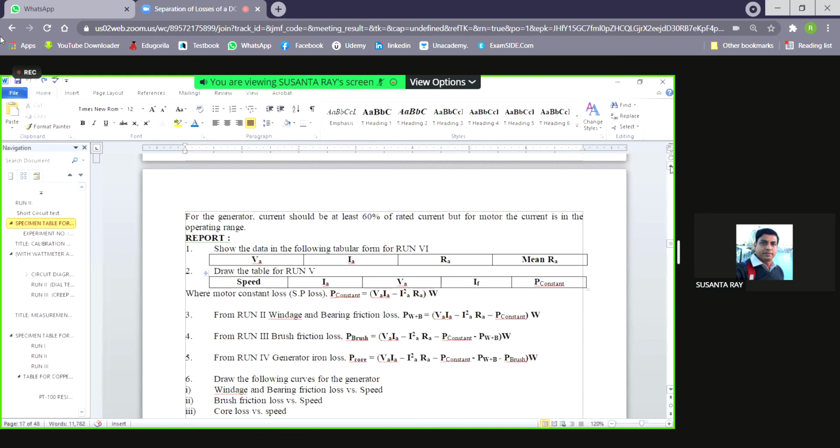First you will show all the tables. After showing the tables, you have to do these calculations. After the calculations are done, you have to draw the following curves for the generator. You have to submit it by 21st, okay, 28th, not 21st. By next Monday, you have to submit the report.